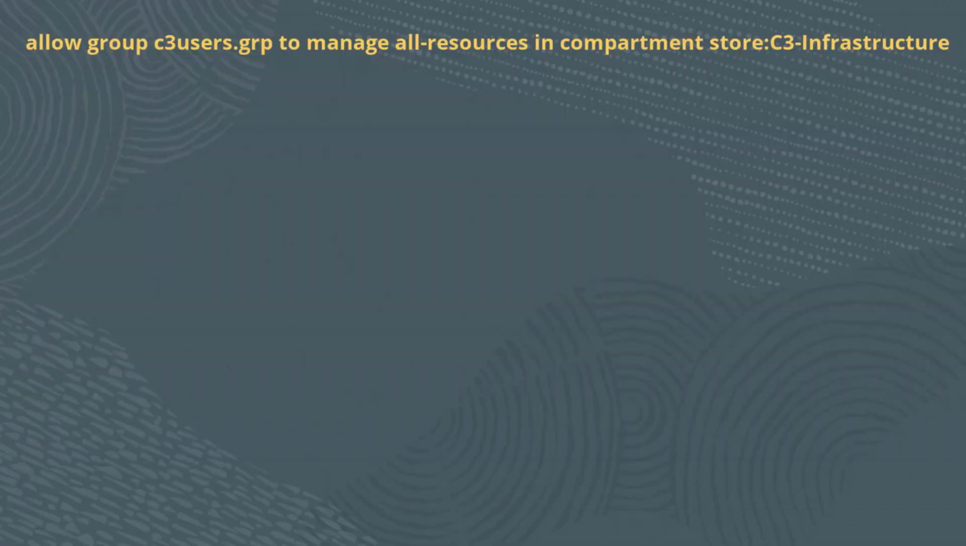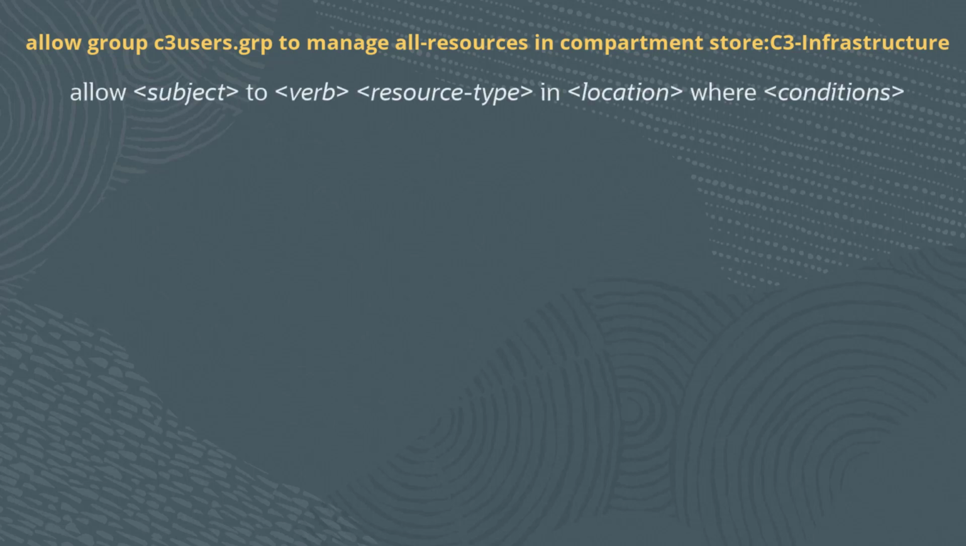This is an example of a policy statement that allows a group of users to create, read, update, and delete all cloud resources in a compartment. The policy statement says, allow group c3users.grp to manage all resources in compartment store:/c3-infrastructure. This policy statement follows this basic syntax. Allow, subject, to, verb, resource type, in, location, where, conditions.